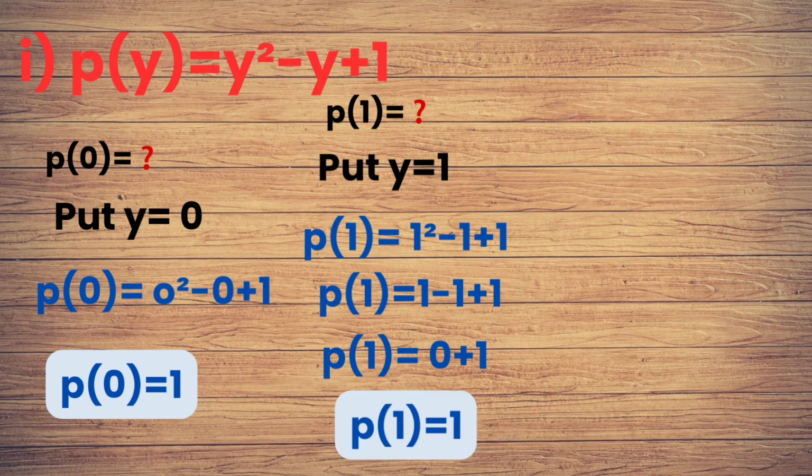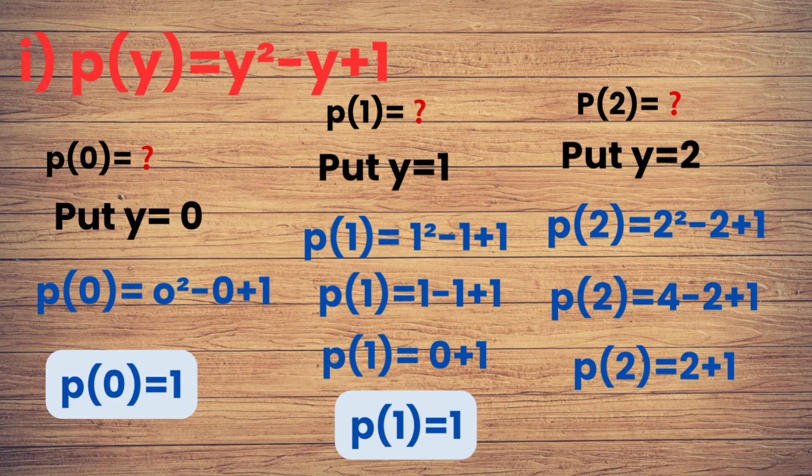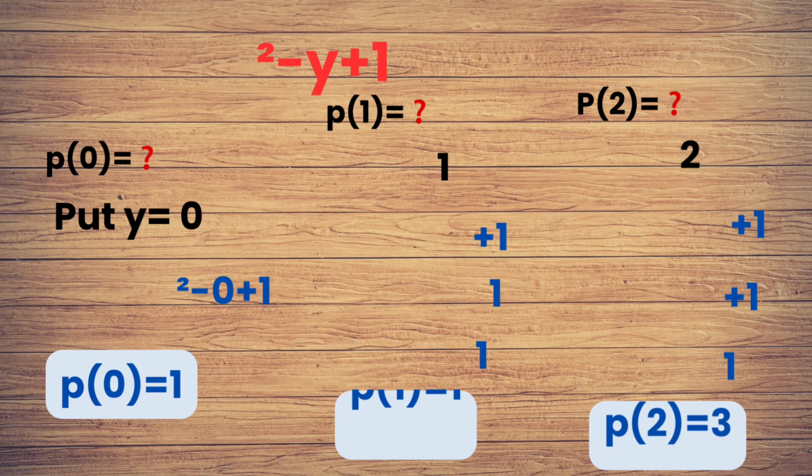And the last one is to find p2. So put y is equal to 2. Here the expression will be p2 equals to 2 square minus 2 plus 1. 2 square will be equals to 4 minus 2 plus 1. This implies that 4 minus 2 is 2 plus 1, which equals to 3. So the value of p2 is 3.